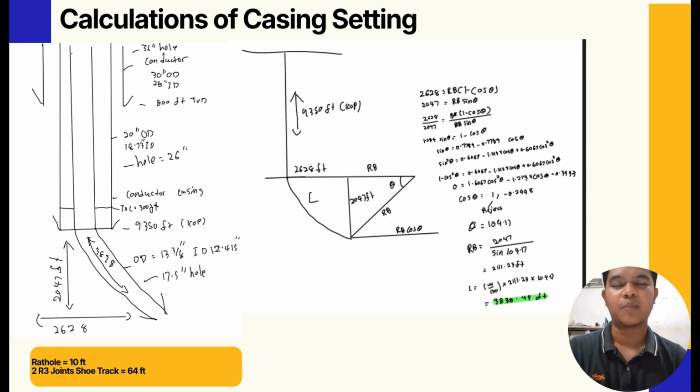For production casing, we have to calculate the kickoff point at 9,850 feet first. So from there, the length of the weighted point is around 3,838.5 feet. So production casing is set at 13,188.5 feet.